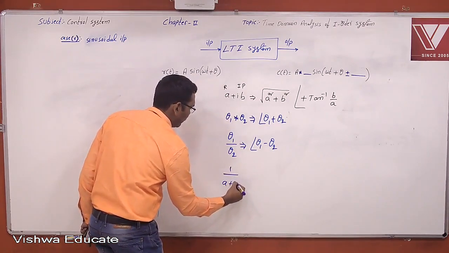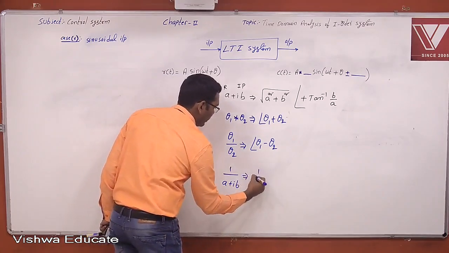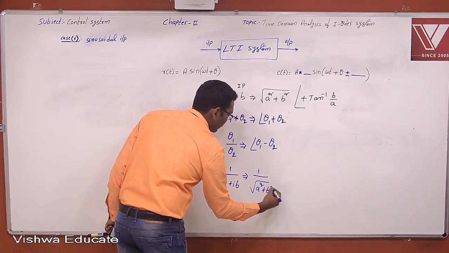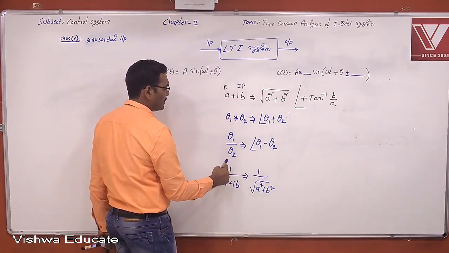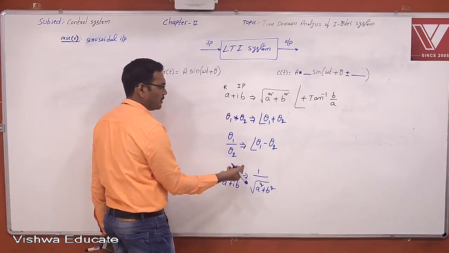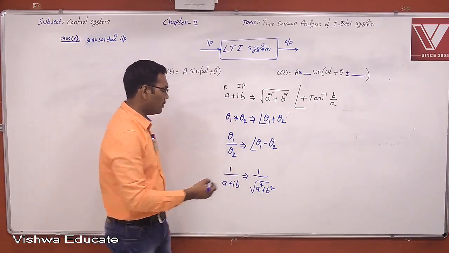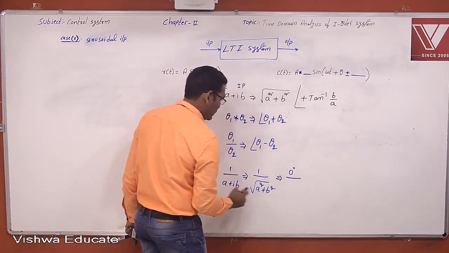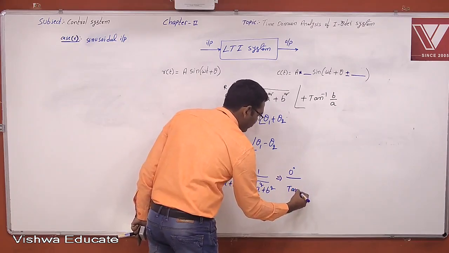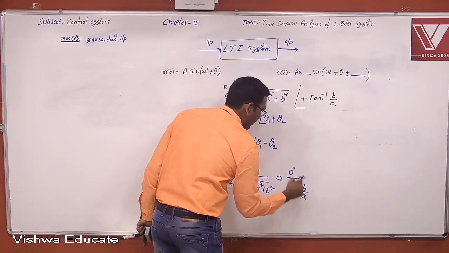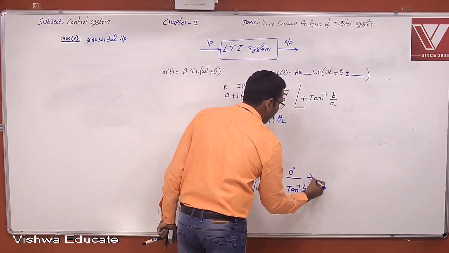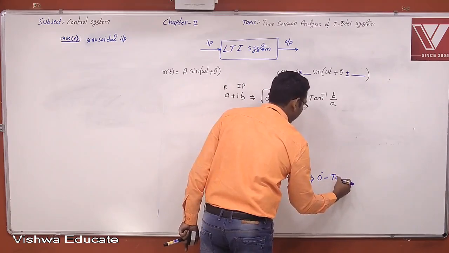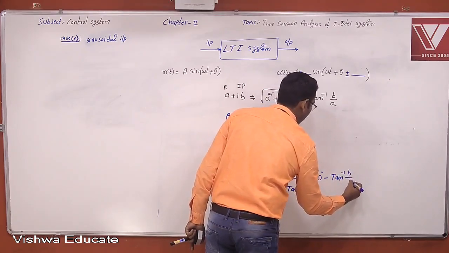1 by A plus iB. Therefore, 1 divided by the magnitude, which is the square root of A square plus B square. Now the angle of a positive constant is always 0. Tan inverse of imaginary part 0 by 1 means tan inverse 0, so the numerator is 0 degrees. The denominator is tan inverse B by A. Theta 1 divided by theta 2, therefore the overall angle is theta 1 minus theta 2. Therefore, 0 degrees minus tan inverse B by A.